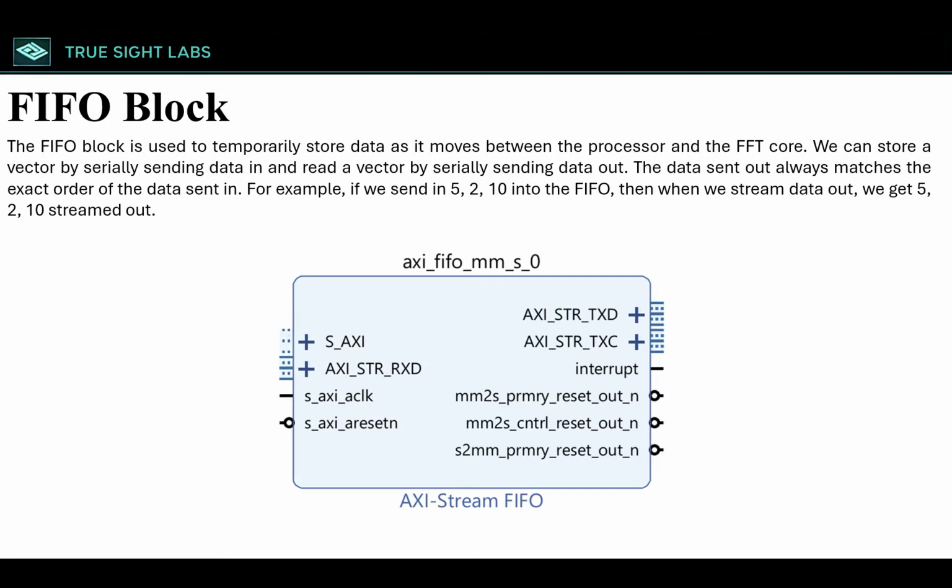Before moving on, we must first discuss the FIFO block. The FIFO block is used to temporarily store data as it moves between the processor and the FFT core. We can store a vector by serially sending data in and read a vector by serially sending data out. The data sent out always matches the exact order of the data sent in. For example, if we send in 5, 2, 10 into the FIFO, then when we stream data out, we get 5, 2, 10 streamed out.